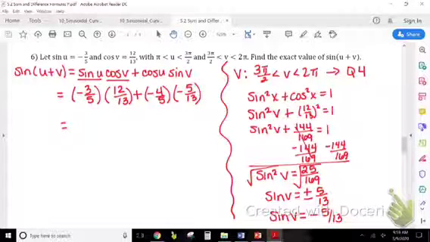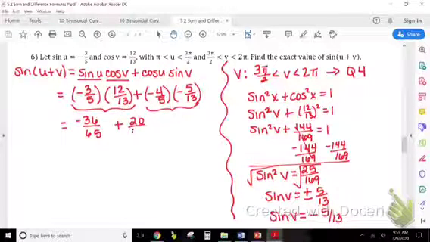All right, so I'm going to multiply. So what's that? Negative 36 over 65 plus, multiply, it's 20 over 65. And then add them together. What do we get? Negative 16 over 65. Very good.